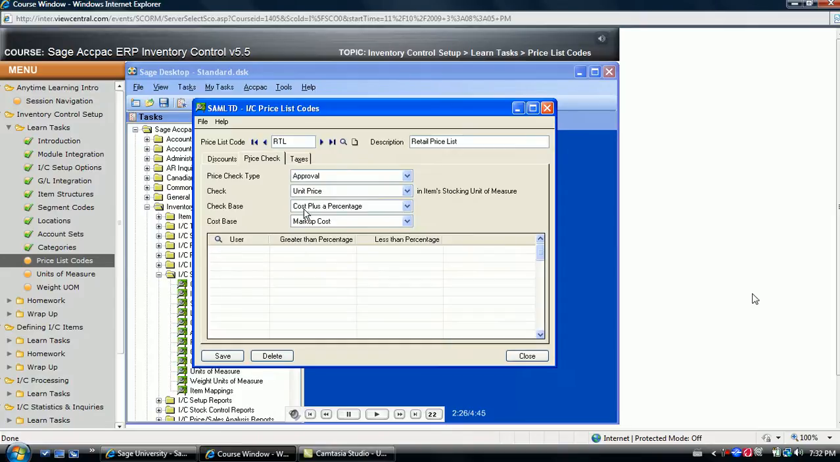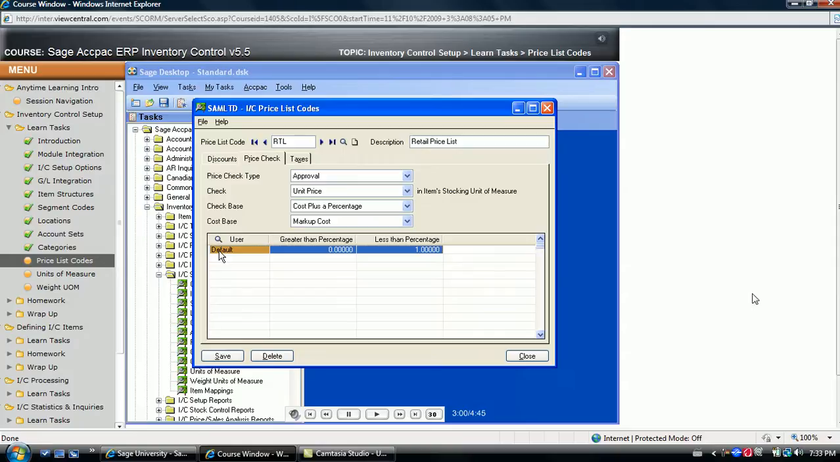If warning, error, or approval is selected, then determine how the system is to perform the check. Price check can be performed based on the unit price or sales margin of the item. If unit price is selected, for example, then check the base price using a cost plus percentage, cost plus a fixed amount, or just a fixed amount. If either cost plus percent or amount is selected, select which cost value to use as the base. Then indicate the from to range.